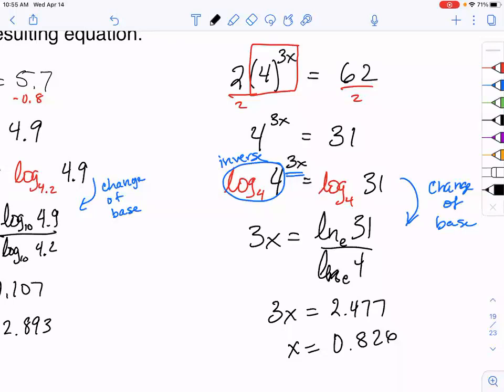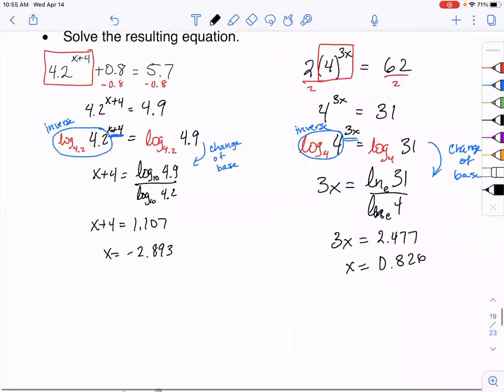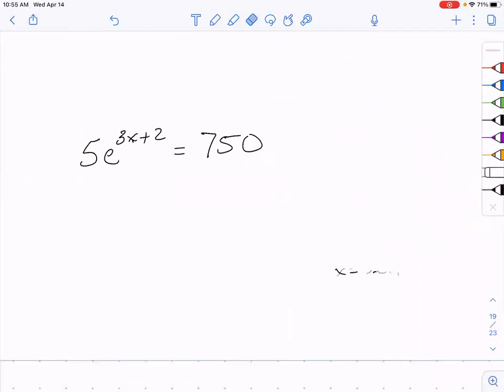Can you check that answer? Plug it in, multiply it by 3, do 4 to that power, get that answer times 2. You've approximated, so it won't be exactly 62, but it ought to be real close. Does that make sense? One more quick example. I want you to do one that has an E in it.